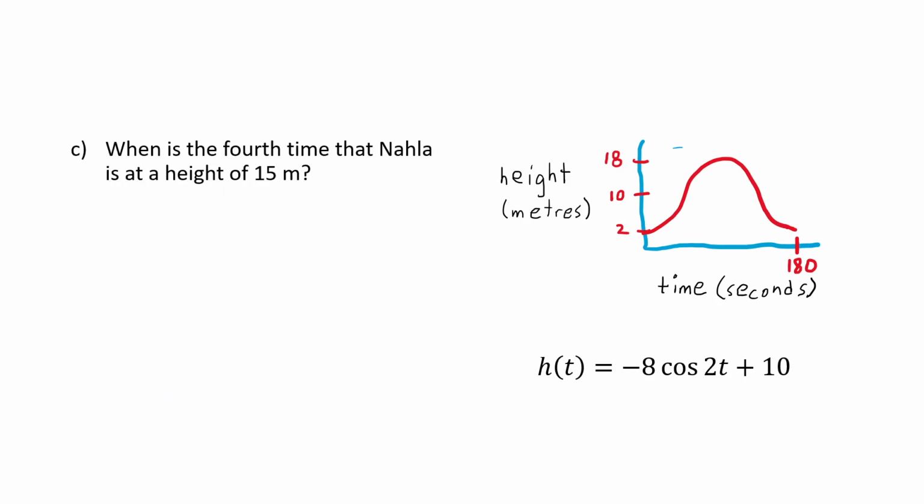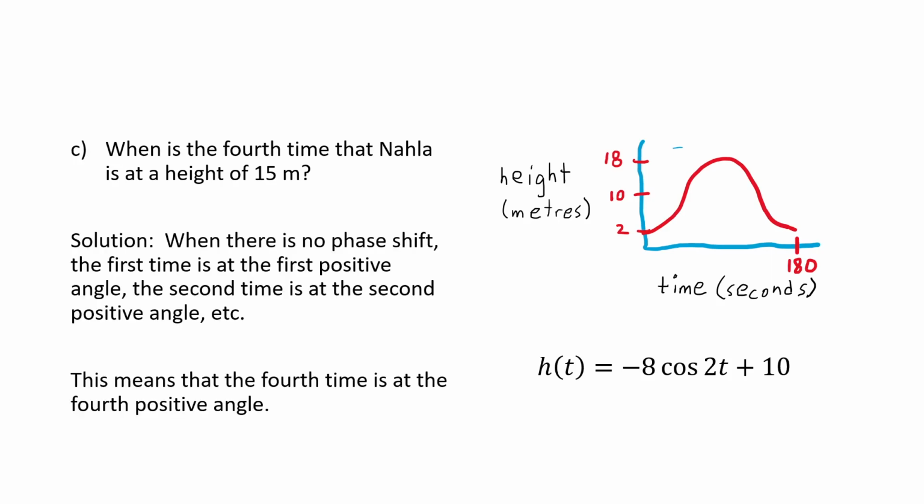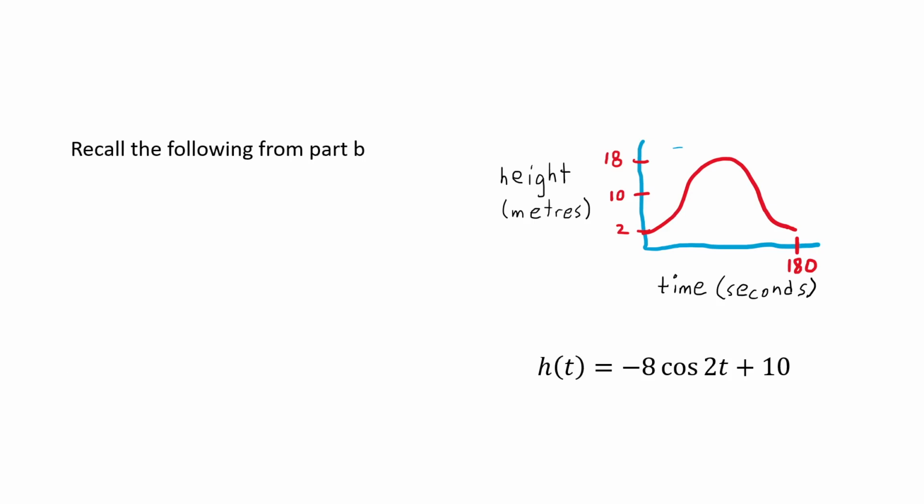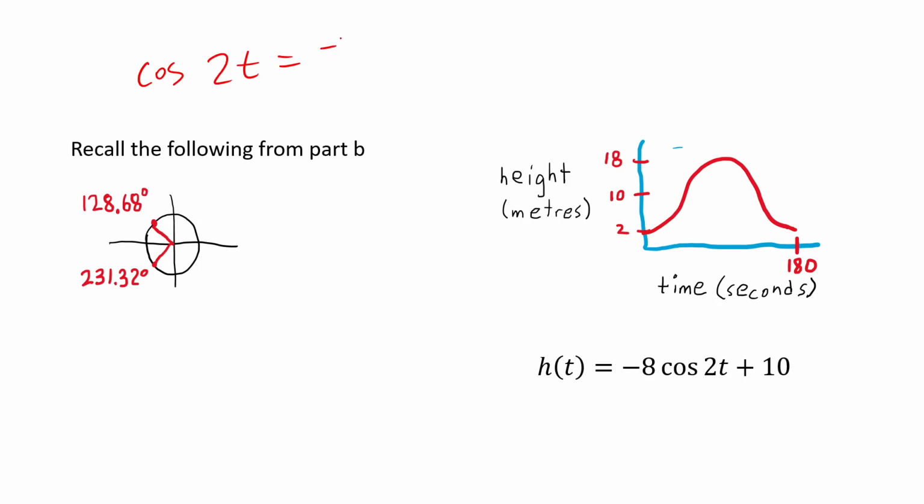Now, we want to know when the fourth time is that Nala is going to be at the height in question. Well, when there's no phase shift, the first time's at the first positive angle, the second time's at the second positive angle, etc. So the fourth time will correspond to the fourth positive angle. We need to find the fourth positive angle from our earlier calculations. So recall from part B that we figured out that the first angle was 128.68. Remember, we're talking about cos of 2t equaling negative 5/8 from a while ago. That's what happens when the height is 15.